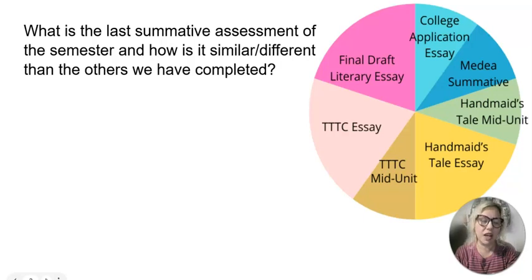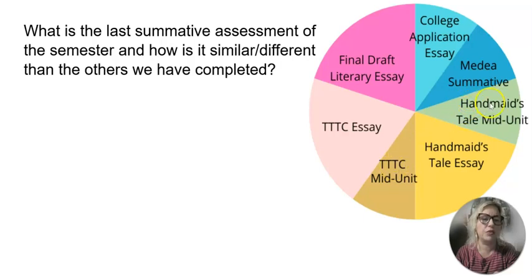All right, so let's talk about how much it's worth, first of all. I made a pie chart here. Isn't it beautiful? Why, thank you. This shows what all of the summative assessments are for first semester and how they all add up visually. The smaller chunks are the 50-point summative assessments. So that very first college application essay was 50 points. The Medea summative was 50 points.